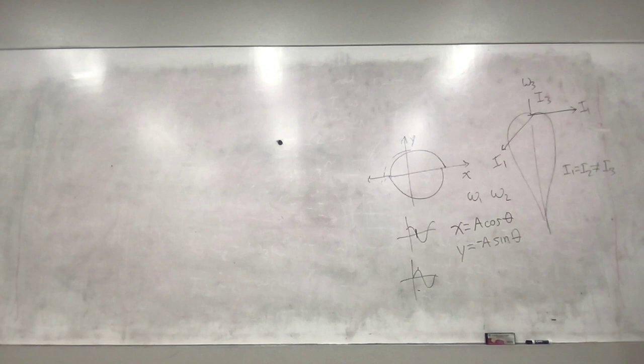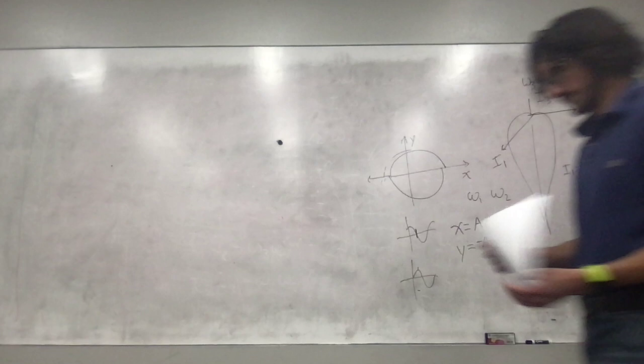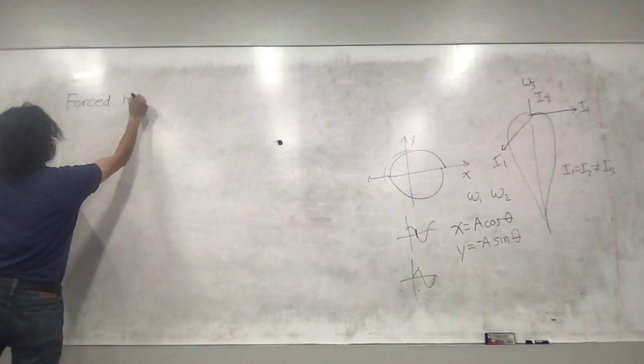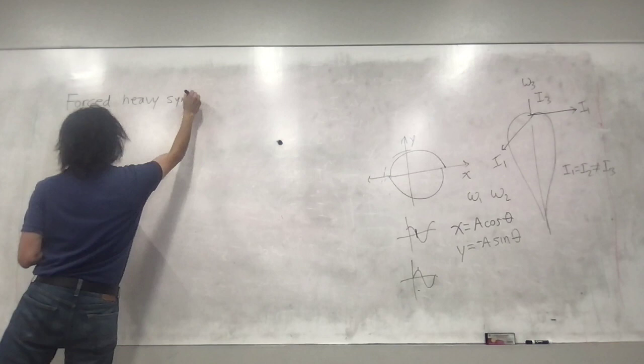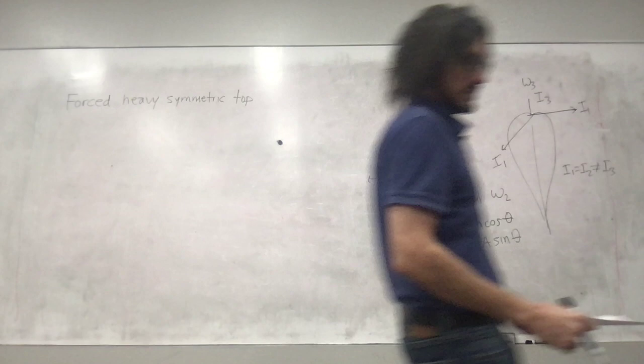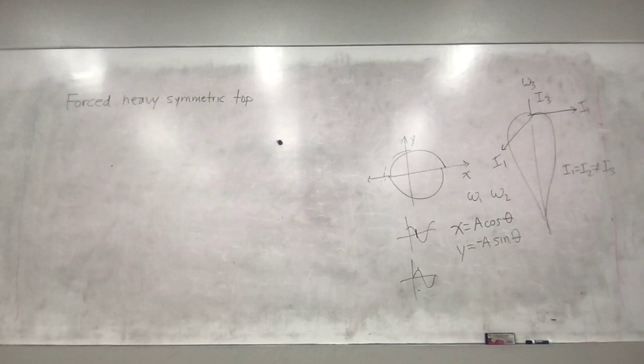So now we're gonna look at force, heavy symmetric top, and each one of these words has some meaning. So force means that there is a torque, and we're actually going to fix one of the points so that you actually have the torque. And in the case that we're going to look at, the torque is produced by gravity.